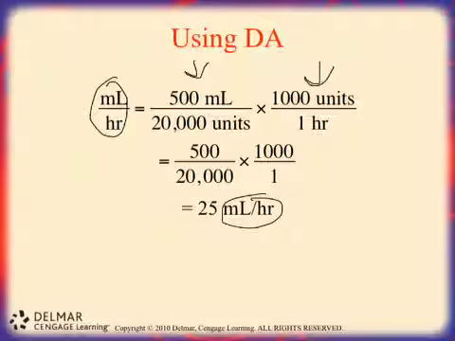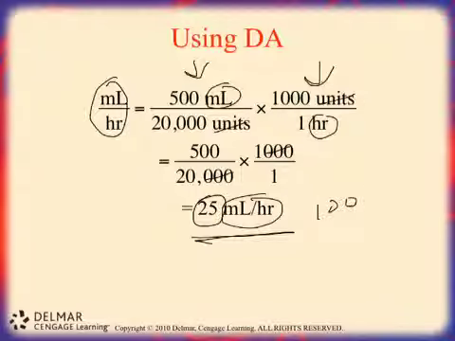So what we have then is we can cross out our units, and what are we left with? Milliliters per hour, which is what we want. So if you take 500, and we could actually, this doesn't do it in this example, but we could certainly do some reduction of our fractions, and it would make it a little bit easier. But when you calculate this out, you end up with your answer being 25 milliliters an hour to deliver 1,000 units per hour.